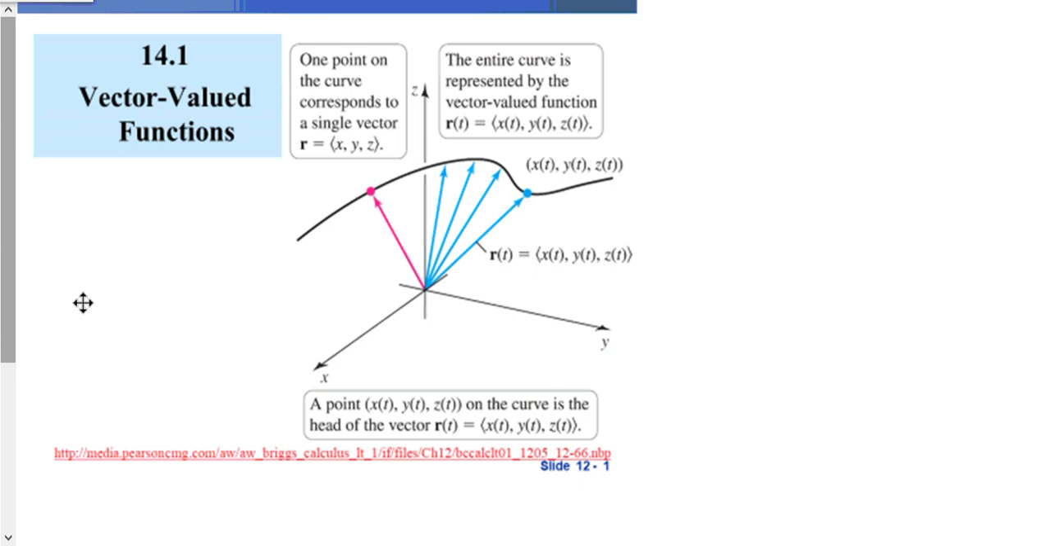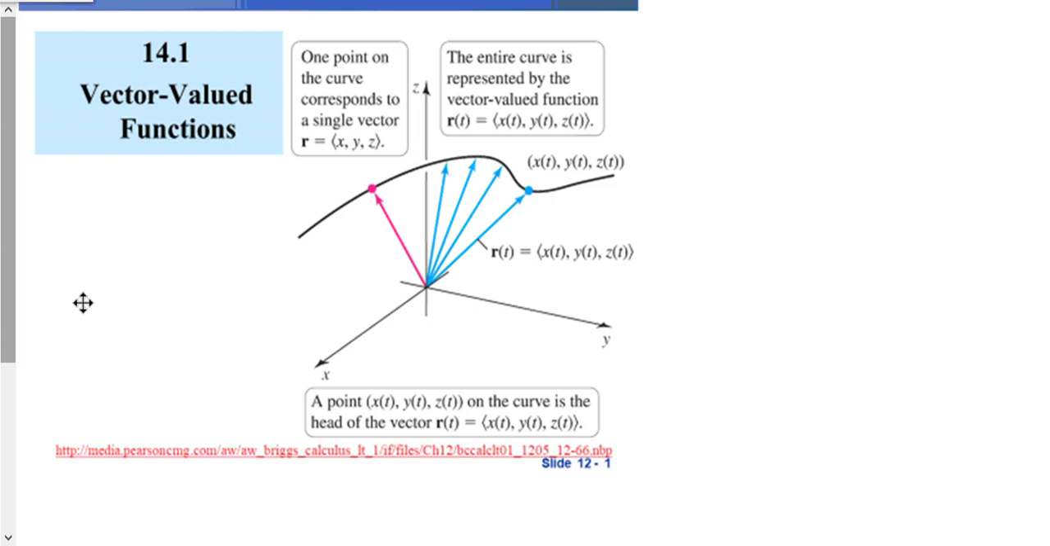Okay, a vector valued function is going to be a function of the form r of t. So t is the independent variable, and the result when you plug in a given t is a vector. So that's the way a vector valued function will look. You can think of it in several ways.